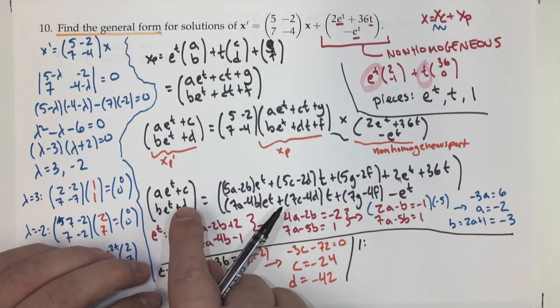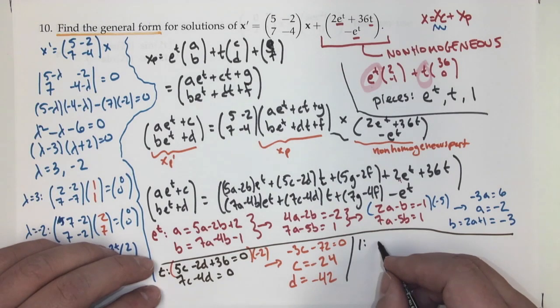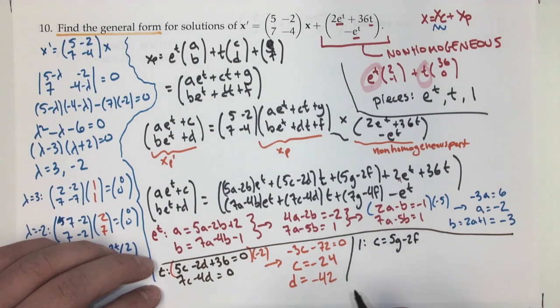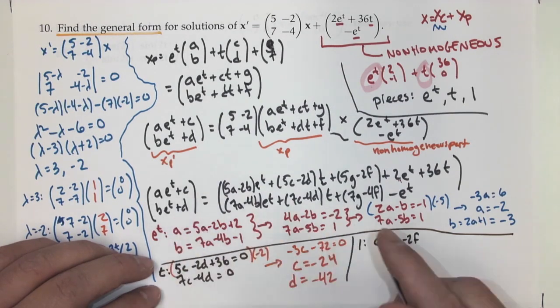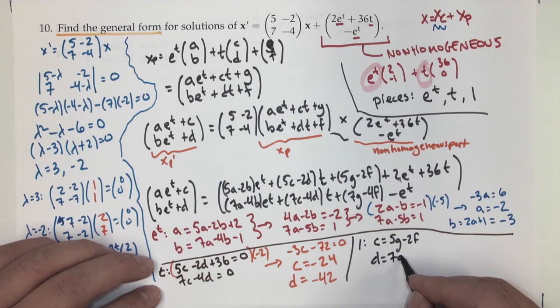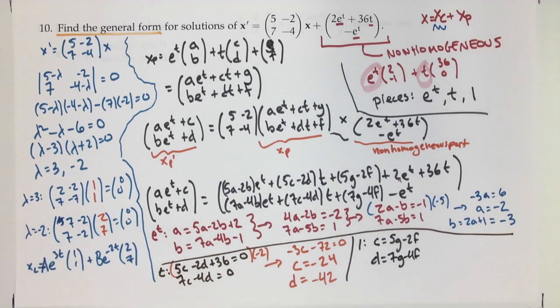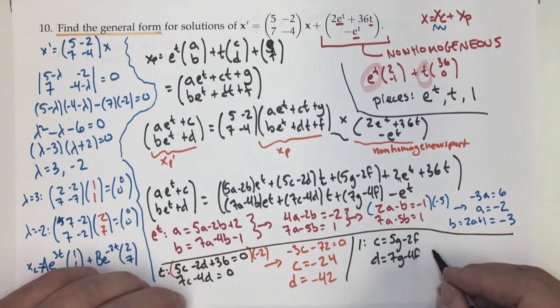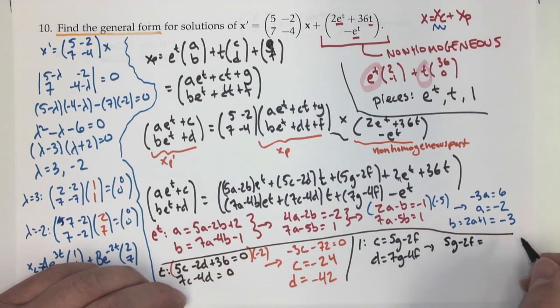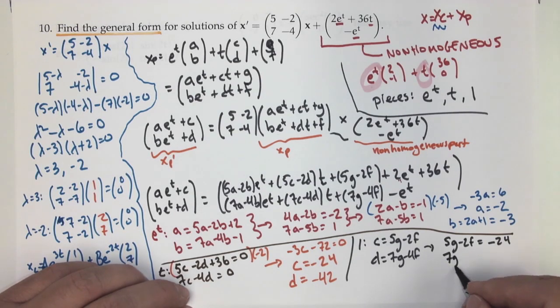So our constants here, we have the c, and that has to equal 5g minus 2f. And then we have the d, and that has to equal 7g minus 4f. But the good news is we solved for c and d. So this says, we have 5g minus 2f is equal to minus 24. 7g minus 4f is equal to minus 42.